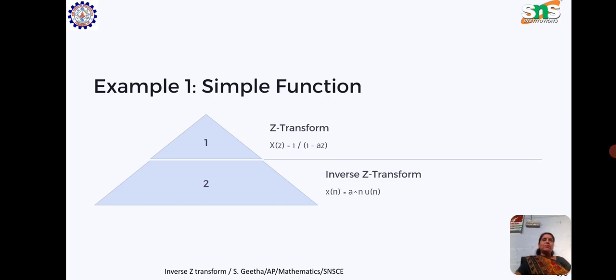A simple function. In case Z transform of x of z is given, here they have given x of z is equal to 1 by 1 minus a z, which is a simple function. If we want to convert this to a sequence, that means the original function, here we are using inverse Z transform. Here the x of n value is equal to a power n into u of n.